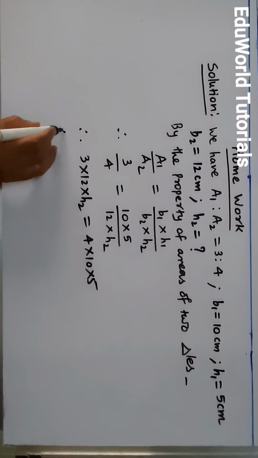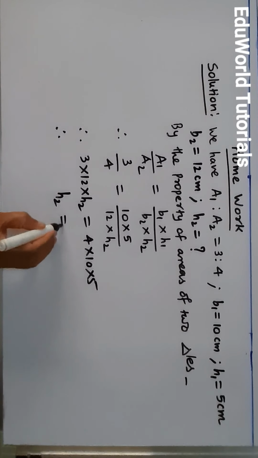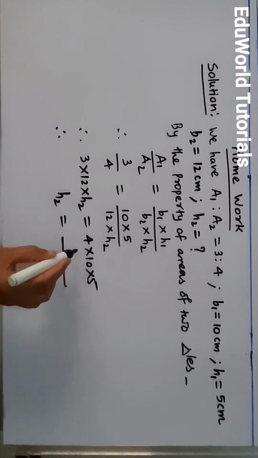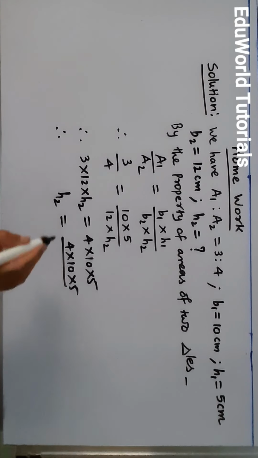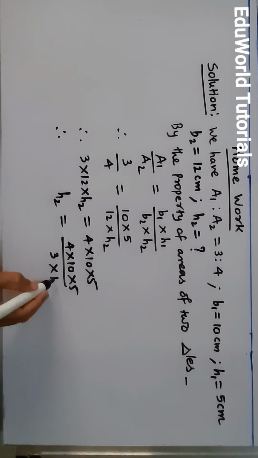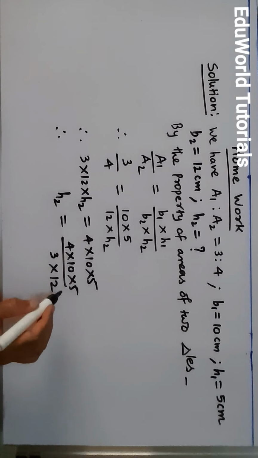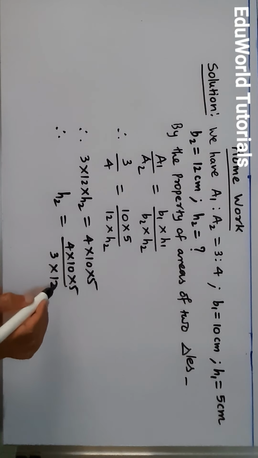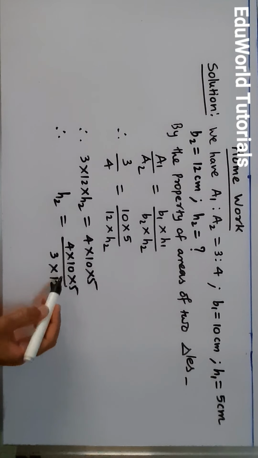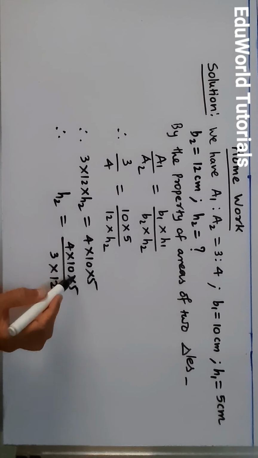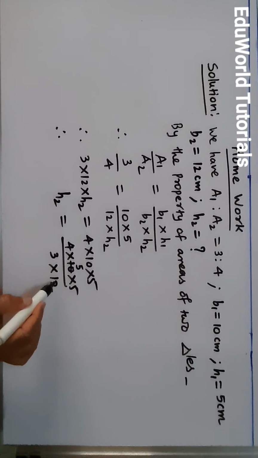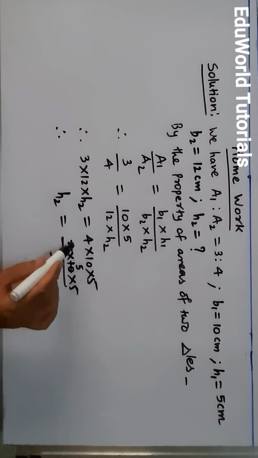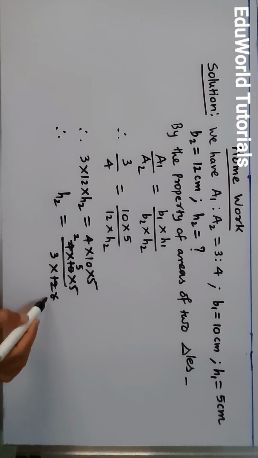So how do we find H2? By carrying the two numbers 3 and 12 to this side. So in the numerator we have 4 into 10 into 5 and in the denominator we have 3 into 12. So we can cancel. Which numbers are cancelled? Only these numbers will get cancelled. We can see that 2 5s are 10 and 2 6s are 12. Can we cut this? Yeah. 2 2s are 4, 2 3s are 6.